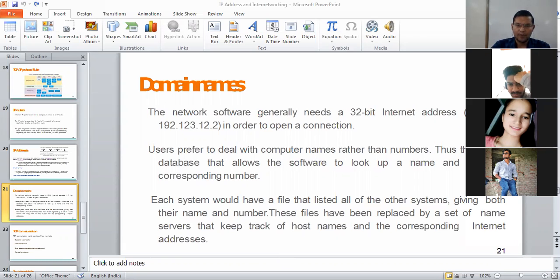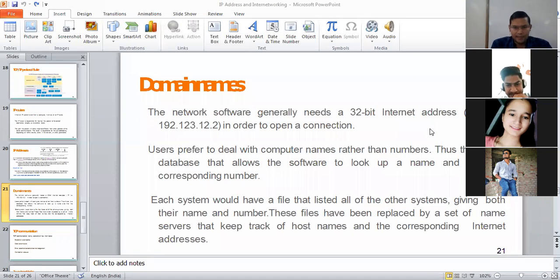Let us discuss domain names. Network software generally needs a 32-bit internet address. Let's suppose this is for the network connections. Now, if you are talking about domain names, users prefer to deal with computer names rather than numbers.